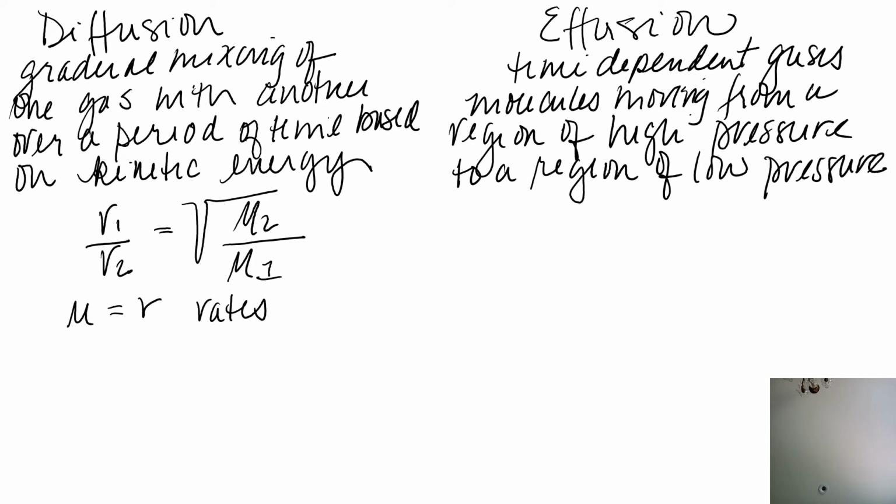And as we saw on the prior slide, T2 over T1 equals the square root of the molar mass of gas 2 divided by the molar mass of gas 1. So now let's try an example of each of these problems. And we're going to do a diffusion problem first.